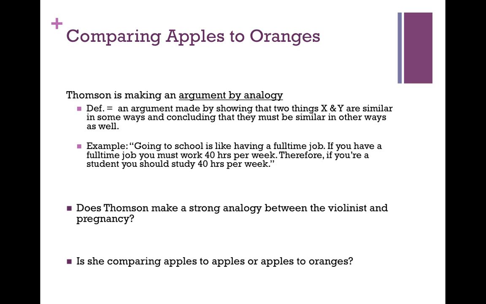Now the question we have is, does Thomson make a strong analogy between the violinist and the pregnancy? Is she comparing apples to apples or apples to oranges? Now there are going to be some obvious dissimilarities, but the question is, are the dissimilarities allowable, or are those dissimilarities so great that her analogy breaks down?